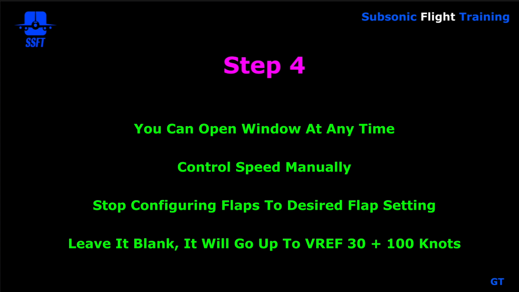You maybe are going to stop at flaps 5 because you're going to a holding pattern and you want to maintain speed 200 knots. If you do leave it blank, it will go up to the VREF 30 plus 100, which is the up bug plus 20 automatically.